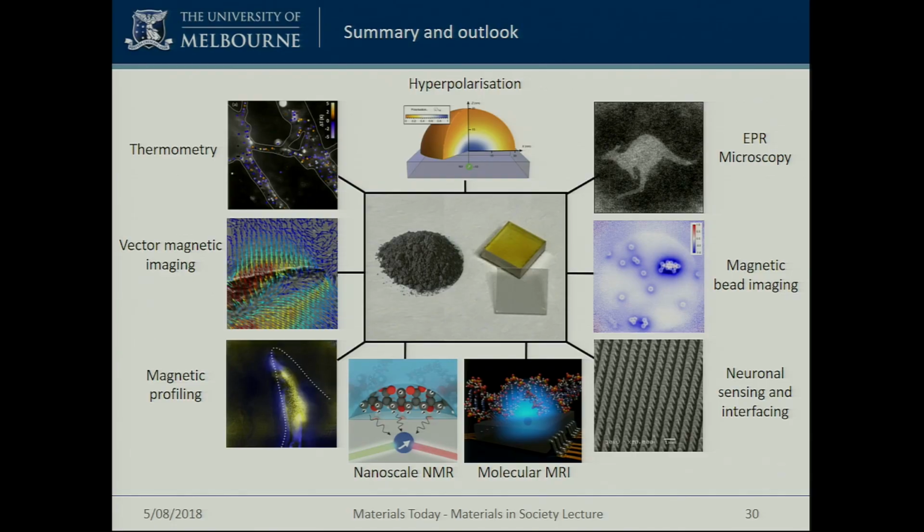So recently we were able to show that we can hyperpolarize proton spins. And this technology will be important for improving contrast in MRI imaging. So we're hoping to be able to scale this up from a single NV case to the ensemble. We're doing some work with the EPR microscopy, which I mentioned. We're also doing a lot of work with magnetic bead imaging, so we can image magnetic fields from single magnetic beads, watch how they evolve in biological systems. Neuronal sensing and interfacing with nanostructured diamond, and a stack of nanoscale MRI and NMR, which again we'll hear more about in the magnetometry session tomorrow.